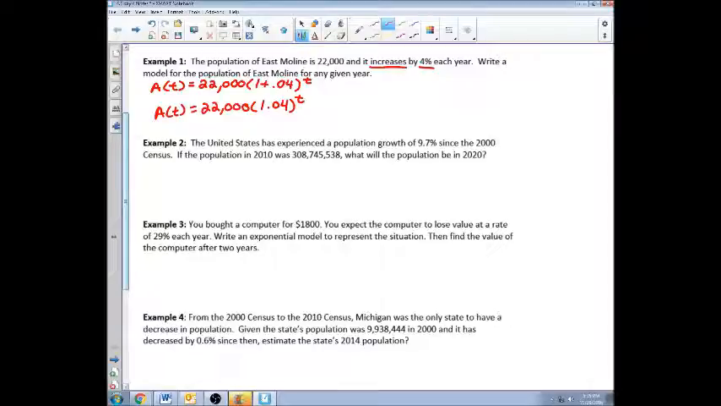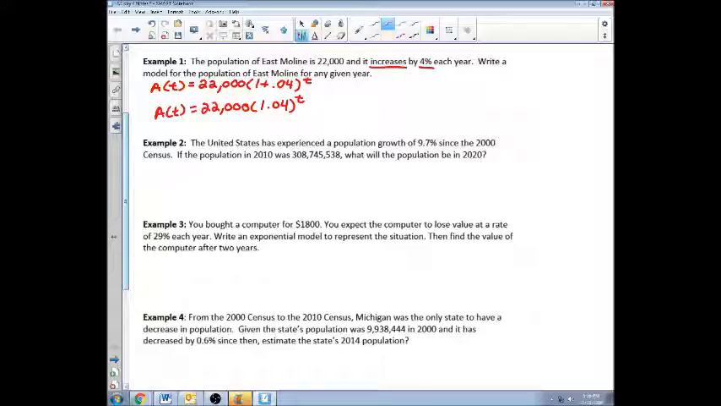The United States has experienced a population growth of 9.7% since the 2000 census. If the population in 2010 was 308,745,538, what will the population be in 2020? What we're going to assume here is that our population growth is going to stay at 9.7% between 2010 and 2020. We're looking into the future, so we have to use previous growth models in order to figure this out.